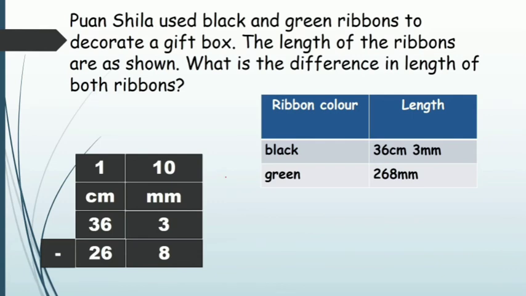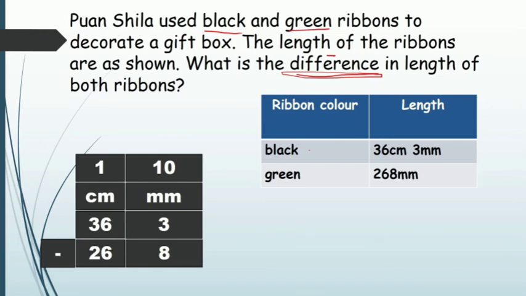Okay, now I see. Sheila used a black and green ribbon. So she used two types of ribbon, black and green, to decorate the gift box. The lengths of the ribbons are shown. The black ribbon is 36 centimeter and 3 millimeter, and the length of the green ribbon is 268 millimeter. So what is the difference? They are asking you for the difference. When you see this keyword difference, what do you know about difference? Yes, difference means definitely we are going to do minus, subtraction.